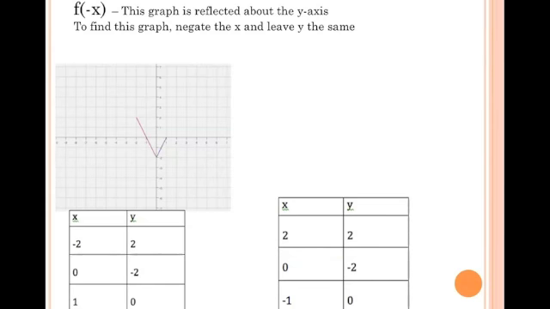When a negative is added to x inside the parentheses, the graph is reflected about the y-axis. To find this graph, you would negate the x and leave y the same. The new graph would look like this.